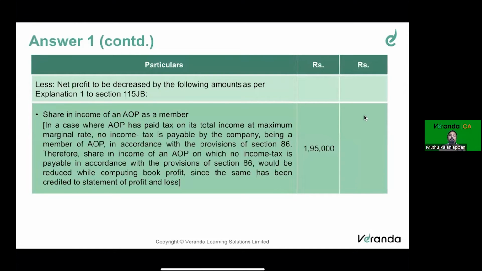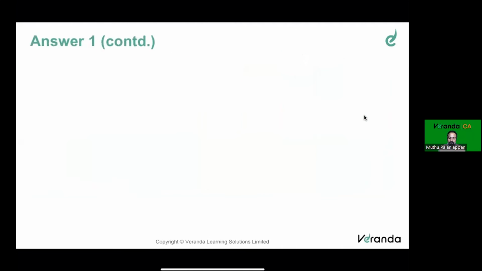In such a scenario, whatever is the income, the share of income to that member is already taxed in the hands of the AOP at MMR, that is, the maximum marginal rate. So it need not be double taxed in the hands of the company. So it is reduced. Remember the word double tax. It is already taxed in the hands of the AOP, so it is not taxed again in the hands of the company. So this also we discussed, it has to be removed.